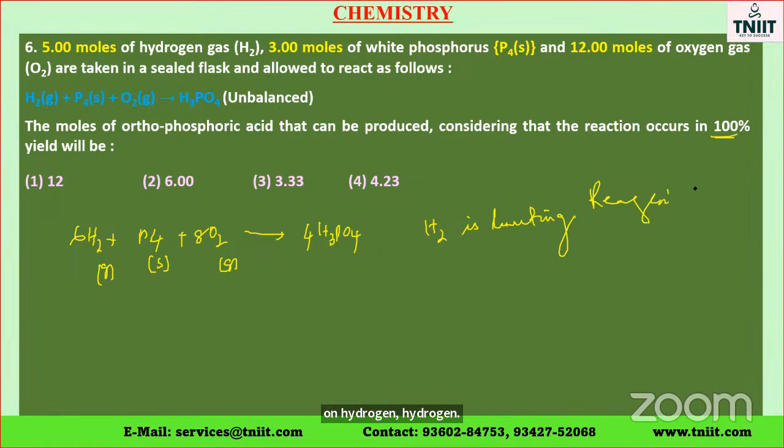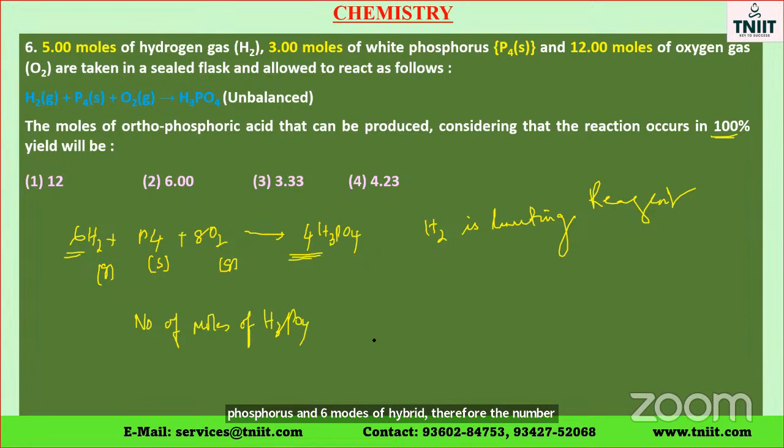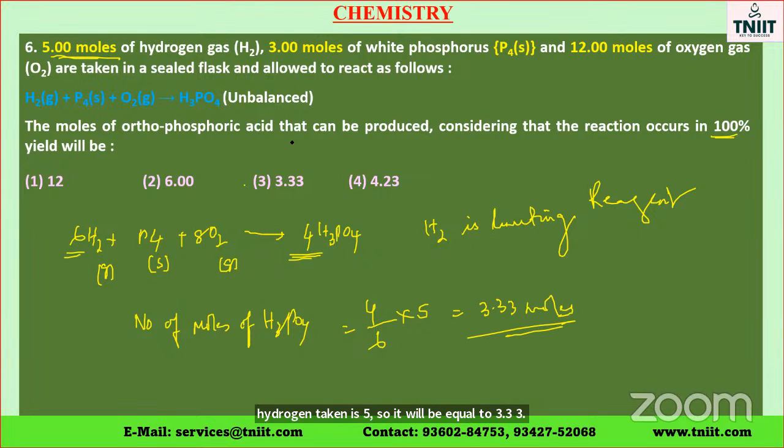What is a limiting reagent? A reagent which is completely consumed in the reaction is called a limiting reagent, or a reagent which decides the amount of product formed. As per the stoichiometry, we see that 4 moles of phosphorus and 6 moles of hydrogen react. Therefore, the number of moles of phosphoric acid formed is given by 4 divided by 6, and the number of moles of hydrogen taken is 5. So it will be equal to 3.33 moles.